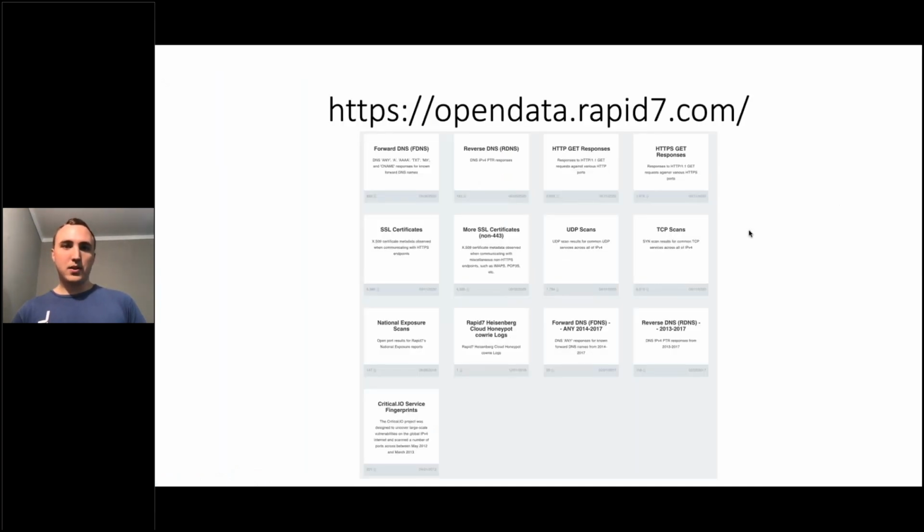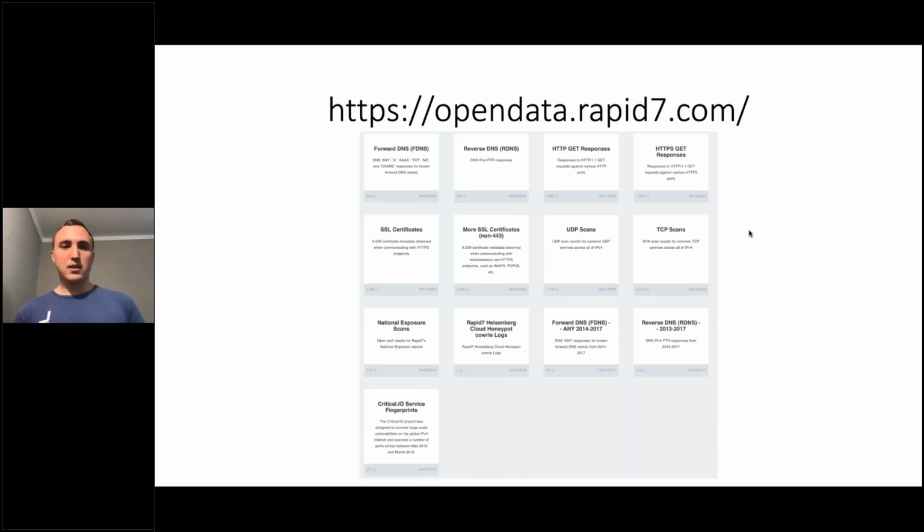So to start, just go to opendata.rapid7.com, and here's all their data sets that they provide for free. There's forward and reverse DNS lookups. There's GET responses from HTTP and HTTPS. They have certificate info, UDP and TCP port scan information for common ports. They've got a lot of historical DNS data, which can be useful. They've even got some vuln scan type stuff in the Critical.IO service fingerprints.